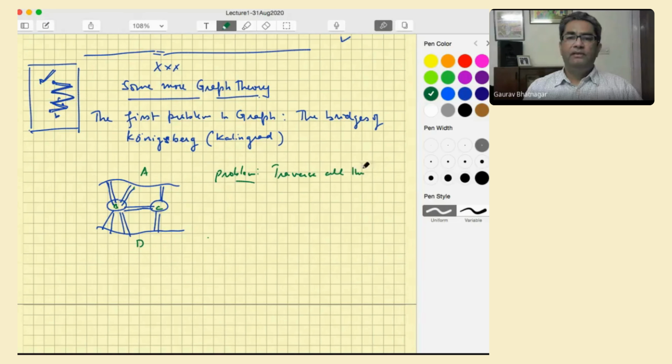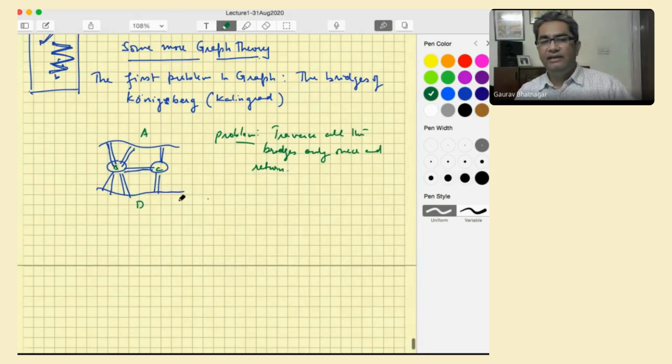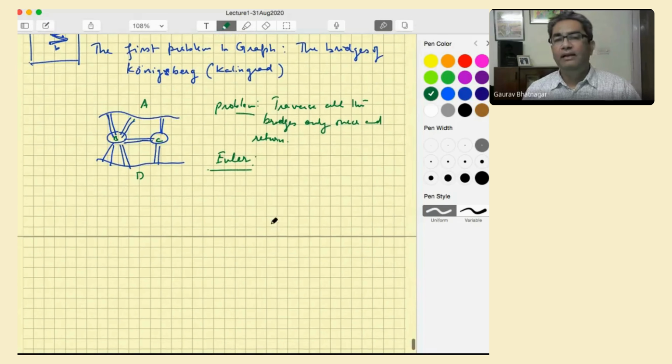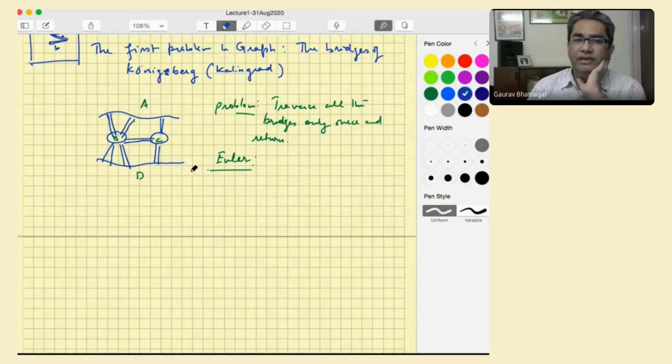Traverse all the bridges only once and return. Apparently the villagers tried that a lot in their evening walks and they couldn't manage it. And then they set the problem to Euler, who solved it. And what Euler did was he converted it into a graph.